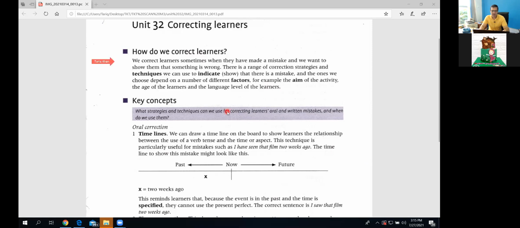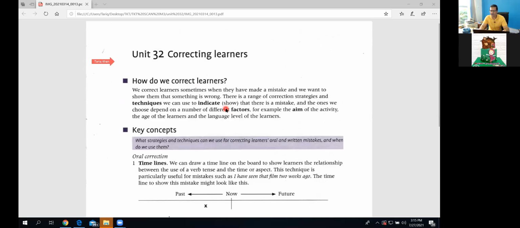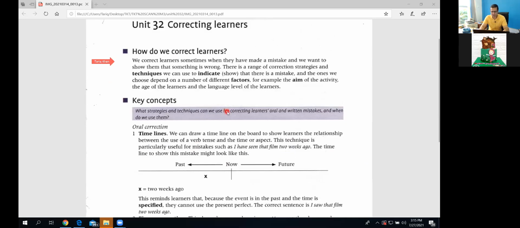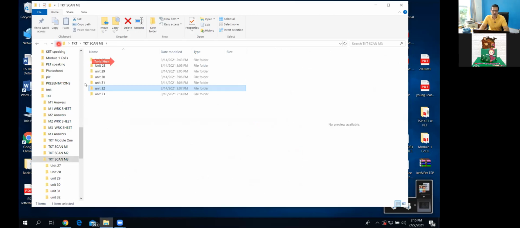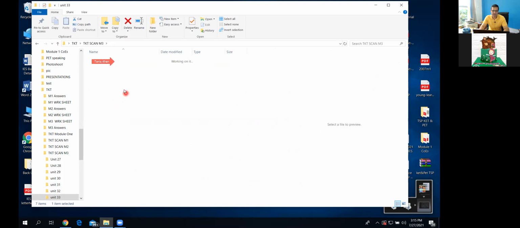So today's topic is unit 32, correcting learners. This is the one we have to do, right? Unit 33 is giving feedback. This one we did? Yes. 32 BB. Okay. So then we will do unit 33.